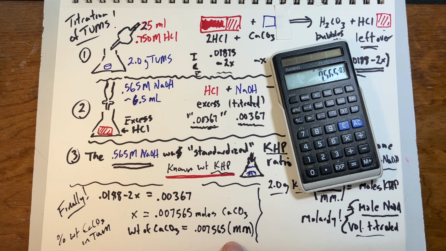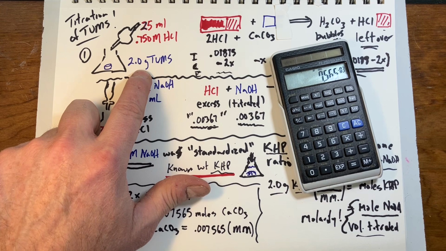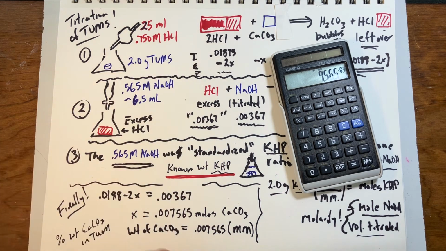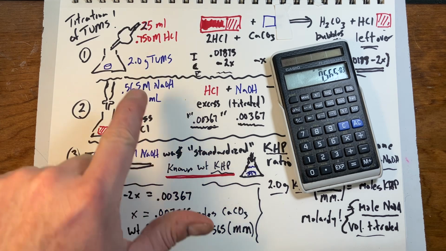Once I have the weight, the very last thing you'll have to do is divide the weight by the total weight of the Tums and multiply it by 100, and that'll give you the percent calcium carbonate in Tums.